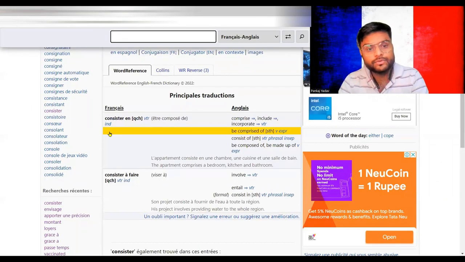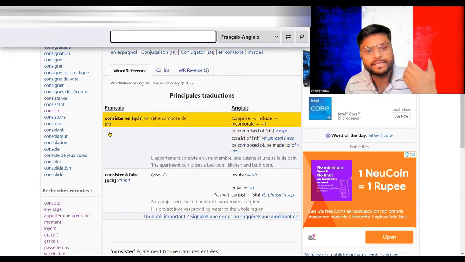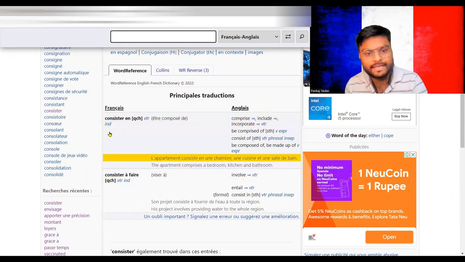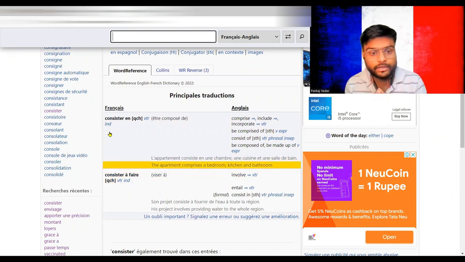But now, consiste en means être composé de quelque chose. For example, l'appartement consiste en une chambre, une cuisine et une salle de bain. Means comprise. All right. The apartment comprises a bedroom, kitchen, and bathroom.